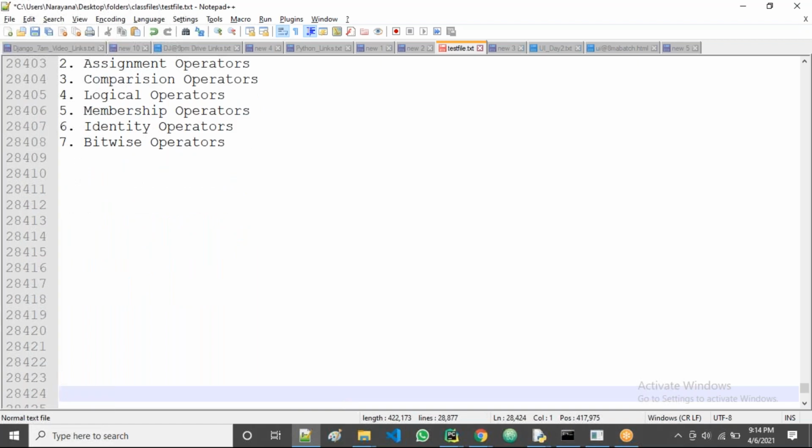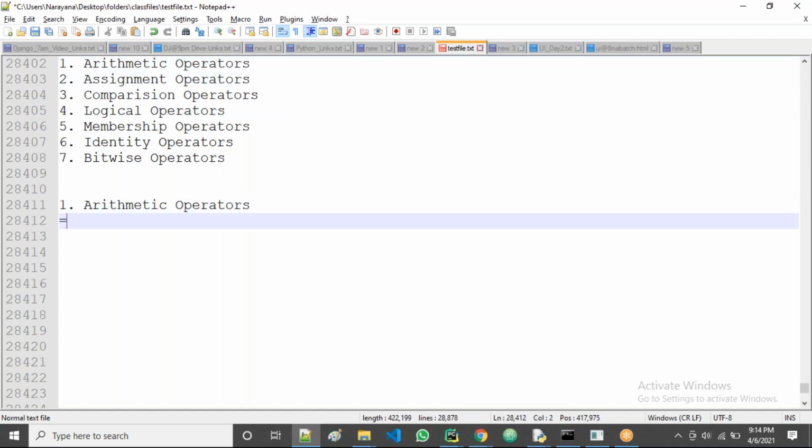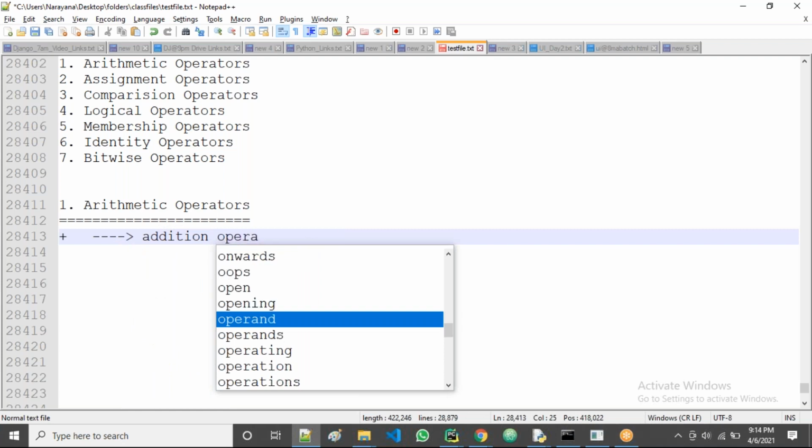Now all of you observe, let us see one by one, guys. First of all, arithmetic operators. So what are the arithmetic operators? This plus symbol is an arithmetic operator, and this is called the addition operator, guys.